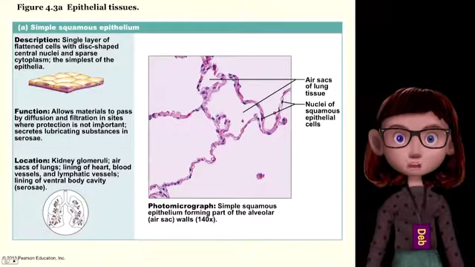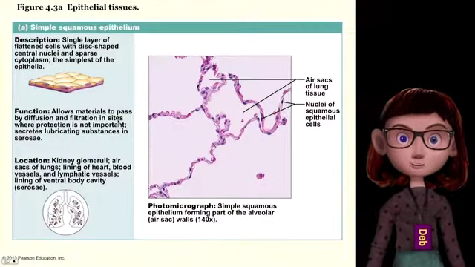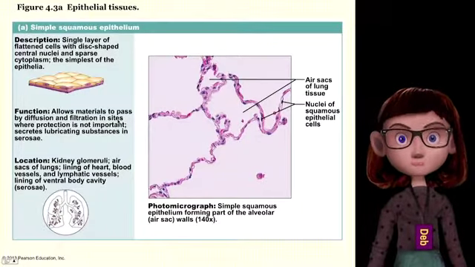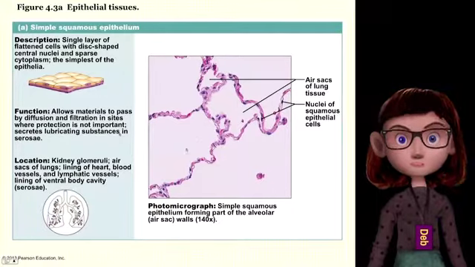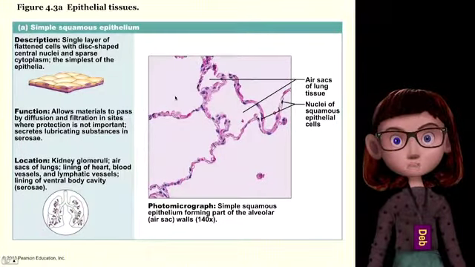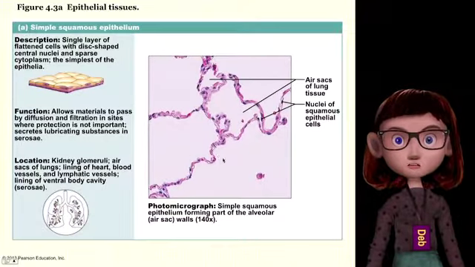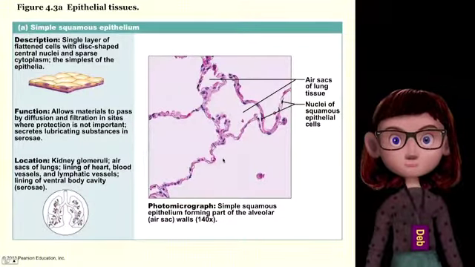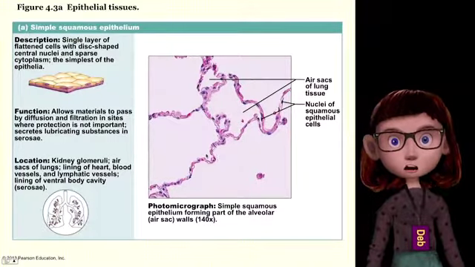In some parts of the body, filtration happens, such as with capillaries. Capillaries are made out of simple squamous epithelium. And here we see the lungs. And so what diffuses between the air sacs in the lungs and the little capillaries that surround them? Any guesses? Yes, the gases.